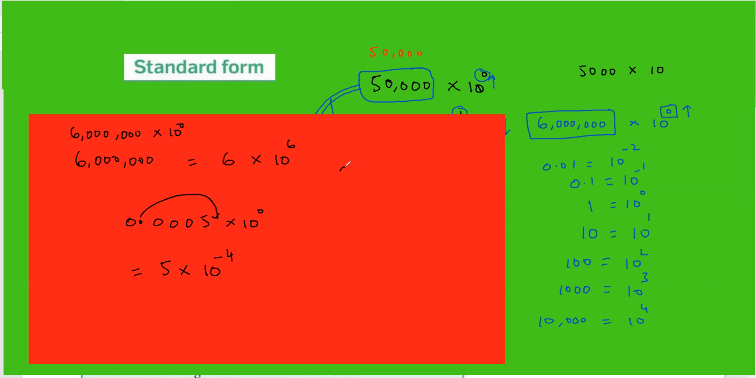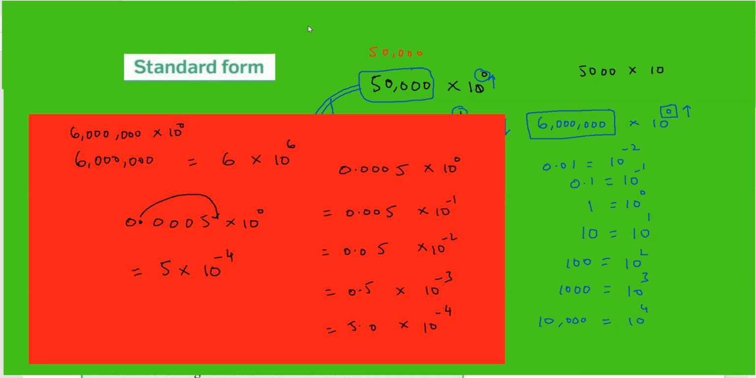Look at this, guys. 0.0005 times 10 raised to power 0. If I write it as 0.005, this would be 10 raised to power minus 1. This number's value is going up, so the power of 10 will go down. If it is 0.05, this would be 10 raised to power minus 2. If it is 0.5, this is going to be 10 raised to power minus 3. And if it is 5.0, this is going to be 10 raised to power minus 4. So that is how you can write a number in standard form.